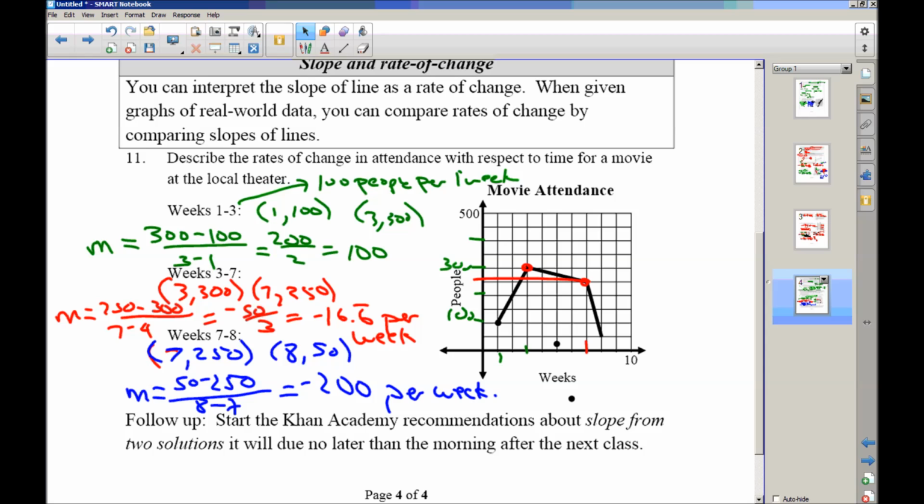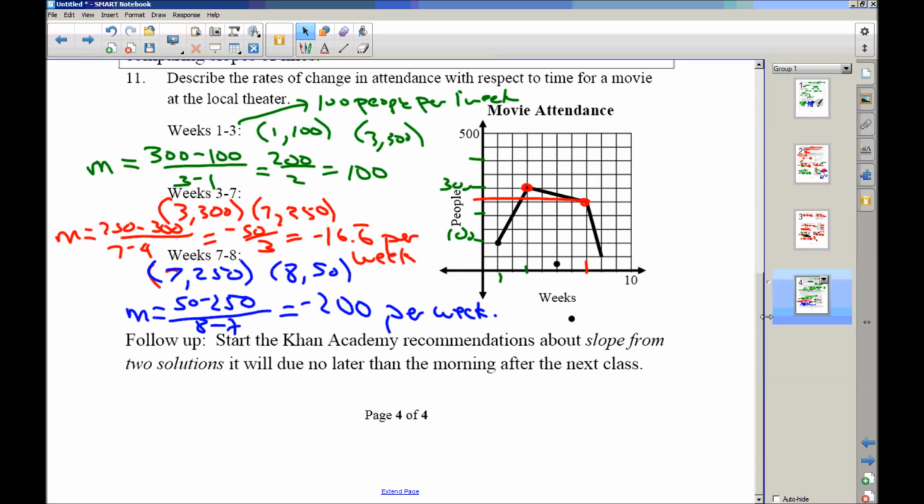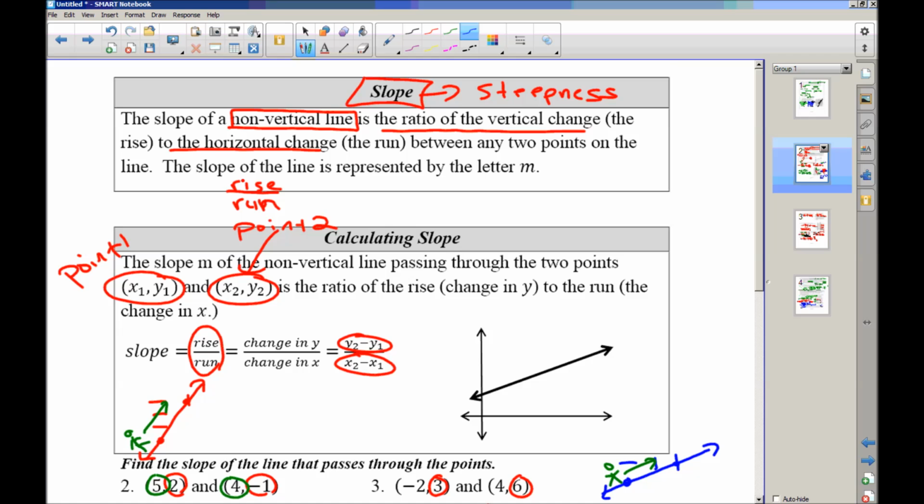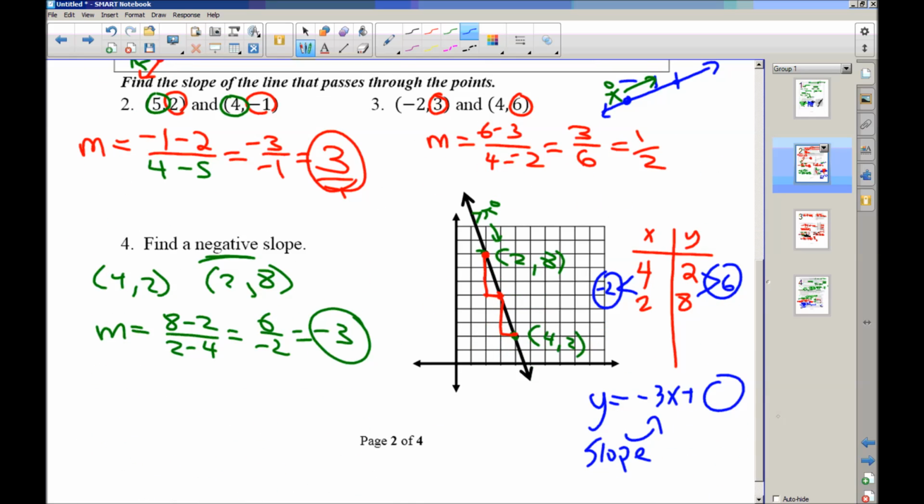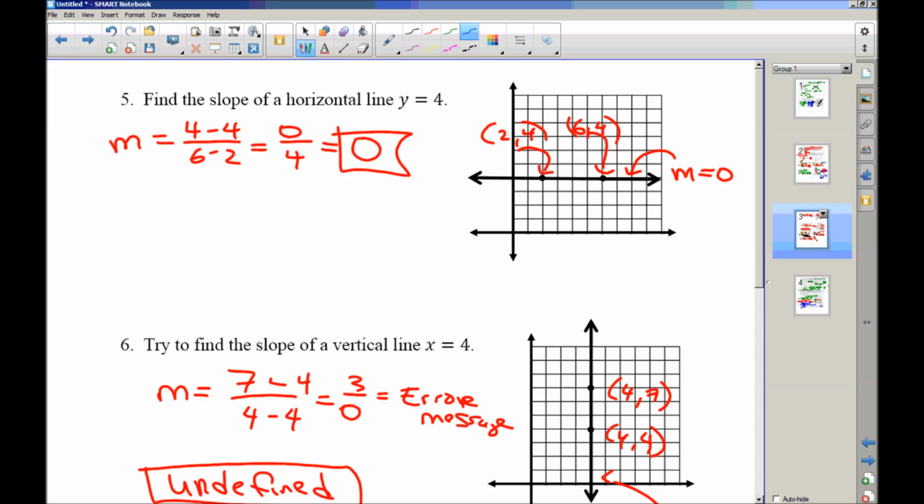Okay. All right, so your follow-up tonight is the Khan Academy recommendation about slope from 2 solutions. Okay, so you're given 2 ordered pairs and you calculate the slope. So just like what we were doing back here on page 2 at the bottom and on page 3 at the bottom.